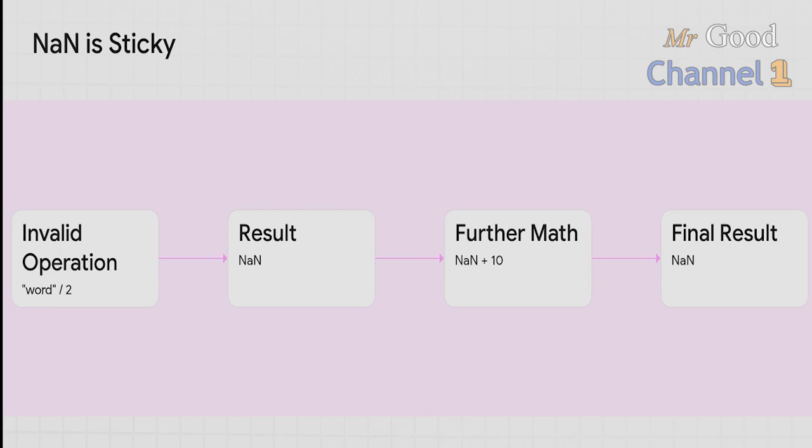It is sticky. It's like a virus for your math. Once an operation results in NaN, any other calculation you try to do with that result will also become NaN. It basically contaminates the whole chain of math, which is actually super useful because it's a big red flag telling you that something went wrong way back at the beginning.